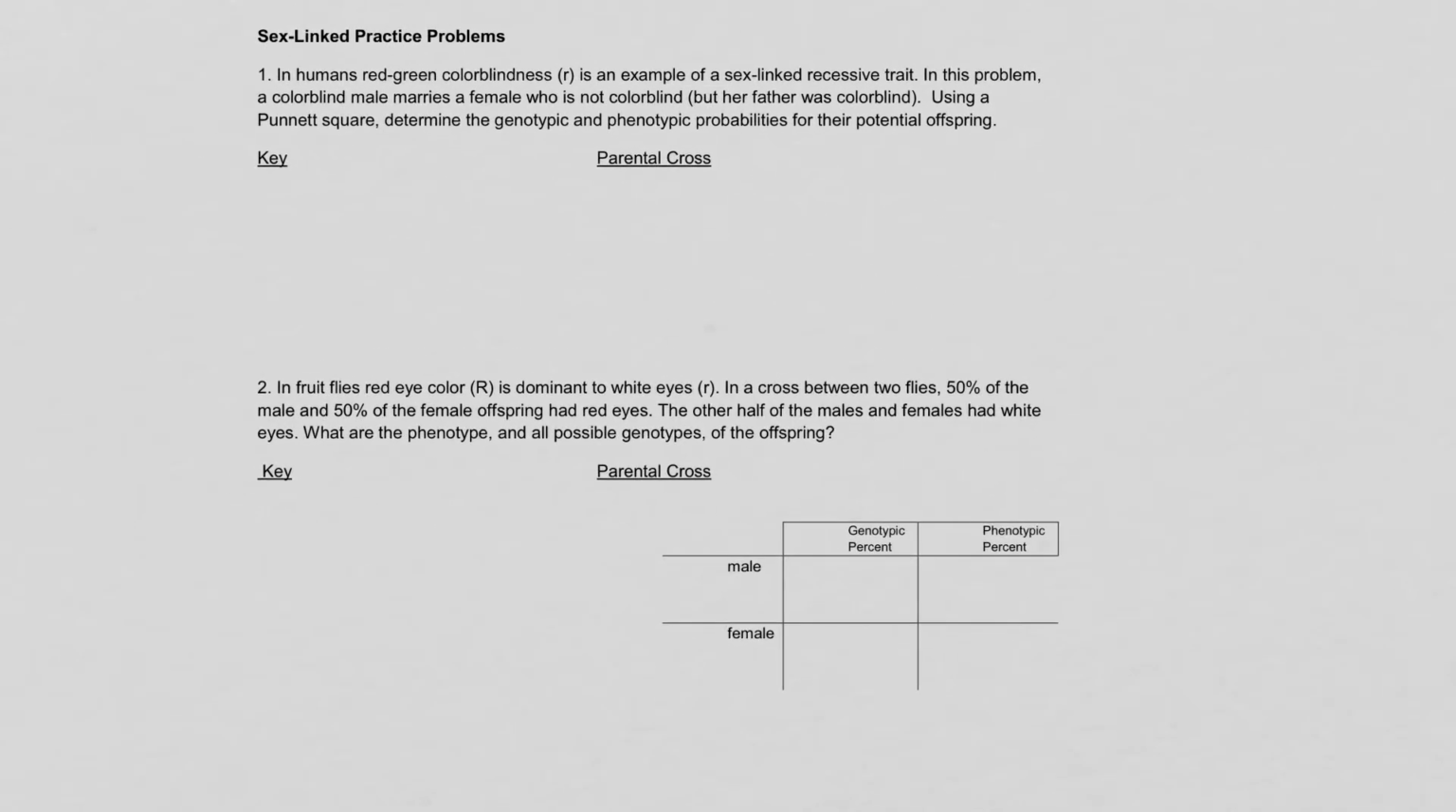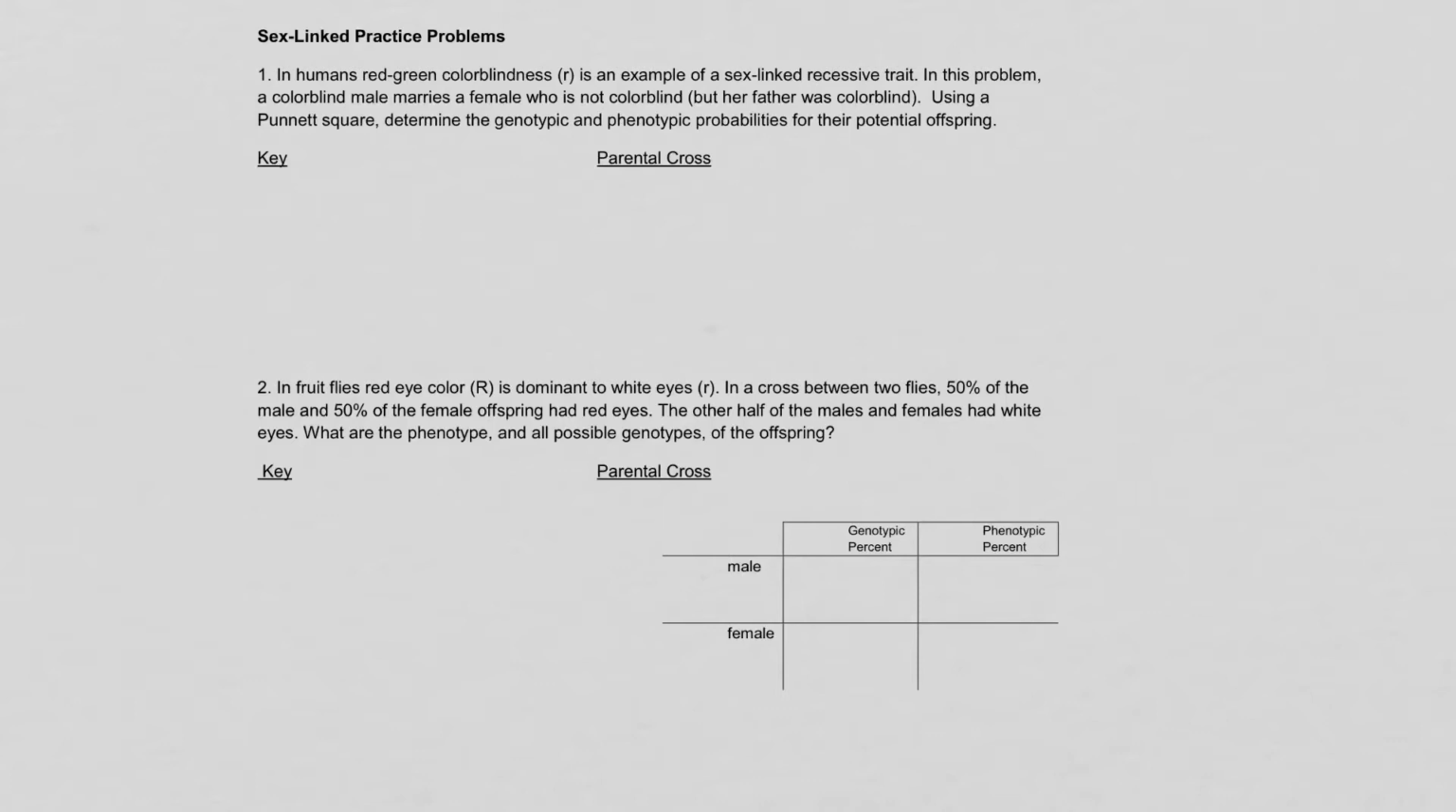All right, so then moving on to the next sex-linked practice problem. So it's with color blindness. It says in humans, red-green color blindness, represented by the recessive allele, so it's a small r, is an example of a sex-linked recessive trait. In this problem, a colorblind male marries a female who's not colorblind, but her father was colorblind. Using a Punnett square, determine the genotypic and phenotypic probabilities for their potential offspring.